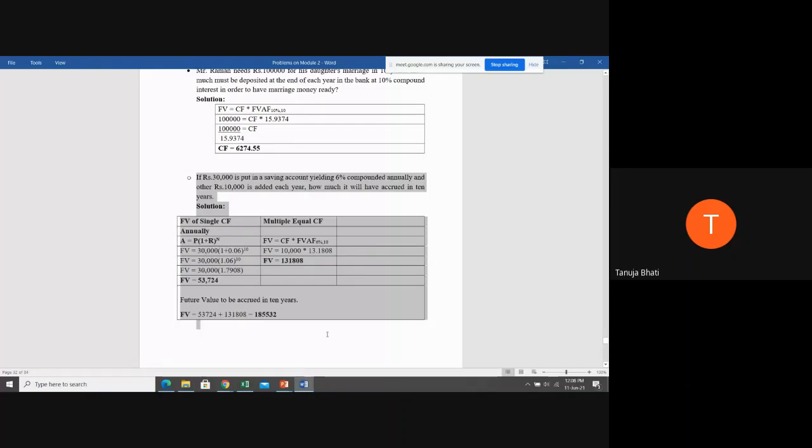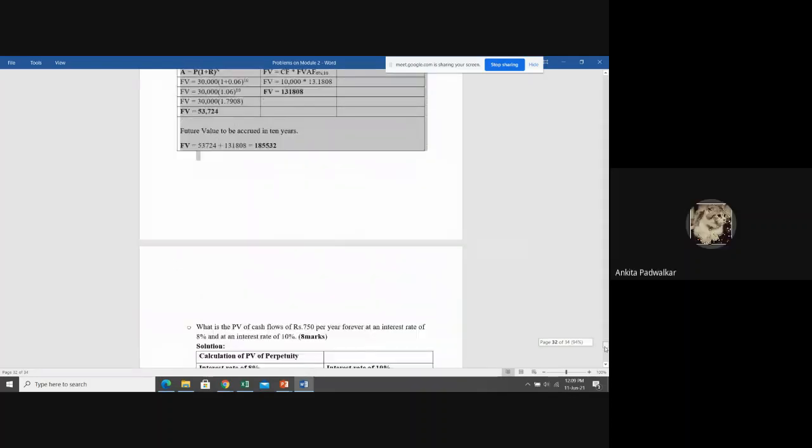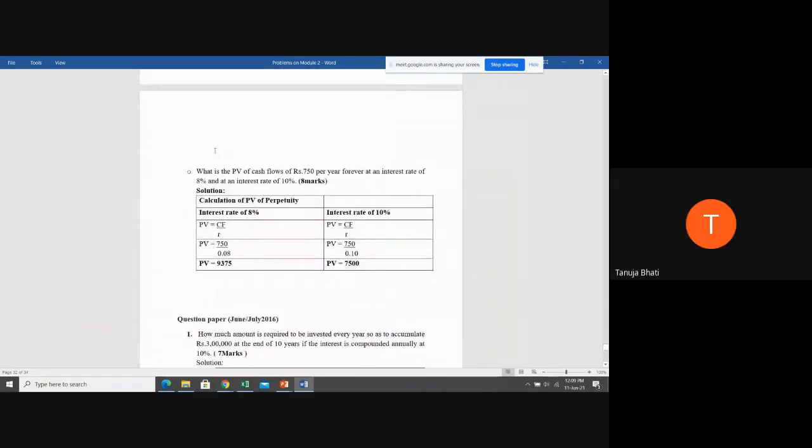Yes, students? Yes, ma'am. Okay, next. What is the PV of cash flow? So they are already asking you present value. So that one headache is gone in determining whether present value. They are asking the problem of future value. So what is the PV of cash flow of rupees 750 per year forever at an interest rate of 8% and at interest rate of 10%?